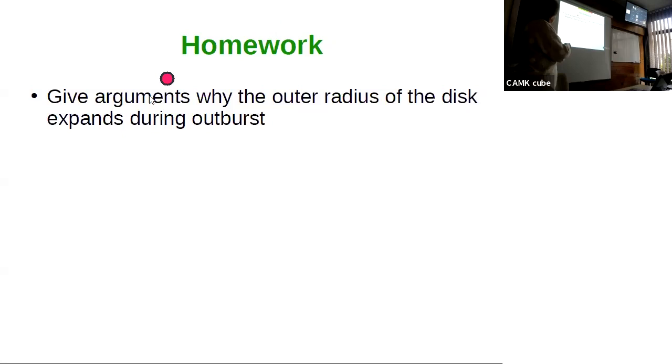And this is the homework which I suggest. I told you that during the outburst, the outer radius expands, but I would like you to comment on that a bit. So that is all for today. The next lecture will be about galactic binaries, I mean accretion onto neutron stars or stellar mass black holes, next week.